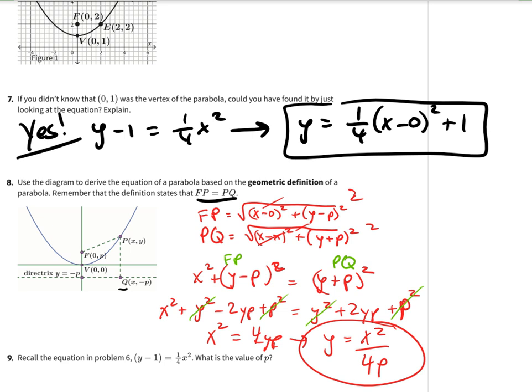So p is 1 over 4a. All right, so that's how we get the equation of the parabola. Okay.